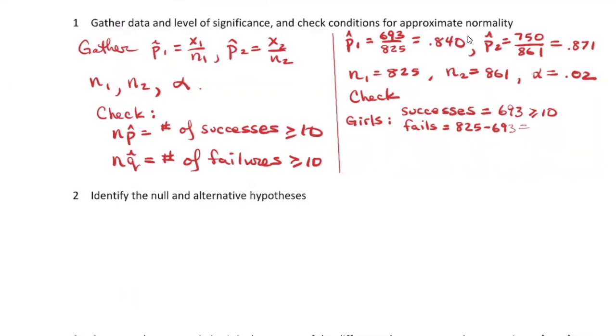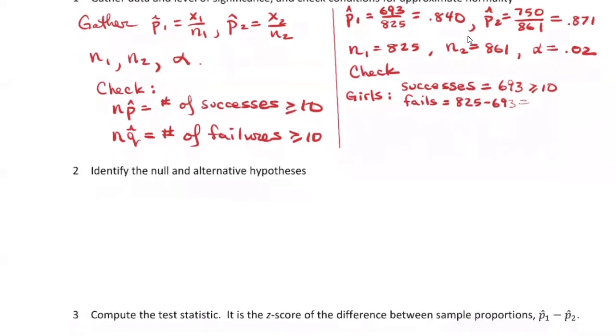So that's 132 girls that don't get to go to school. But that also needs to be at least 10. And these are our criteria that allow us to use the normal curve. And we have to use boys next. So for the boys, the successes are the kids that go to school. So for the boys, it was 750. And of course, that's greater than or equal to 10.